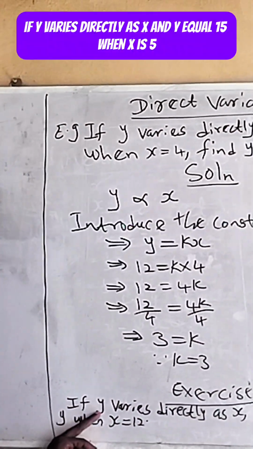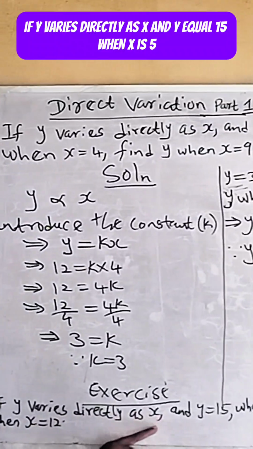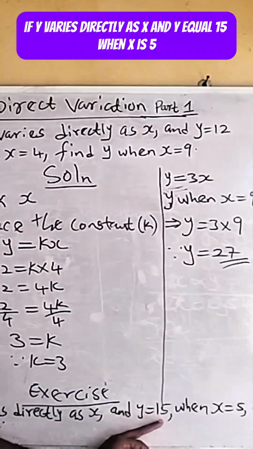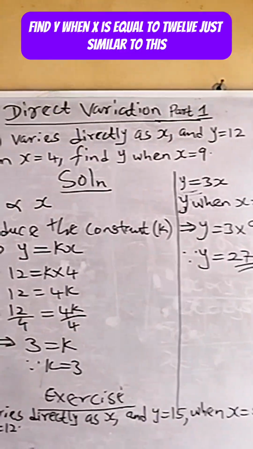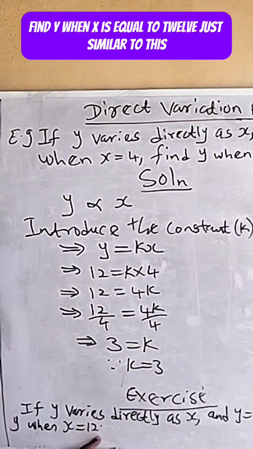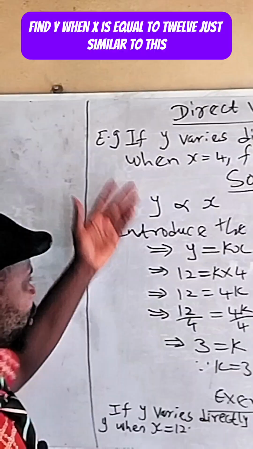If y varies directly as x and y equals 15 when x is 5, find y when x is equal to 12. Just similar to this, right?